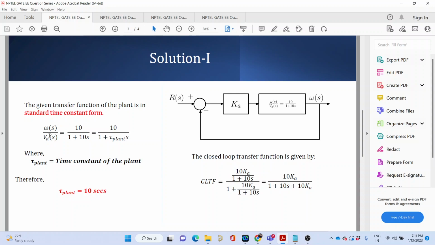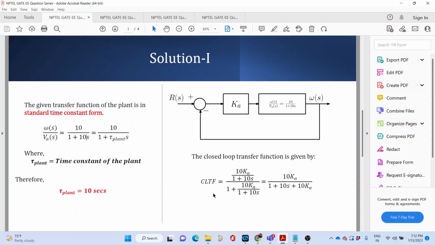So for people who already know that this is a time constant form, this is the plant that we are concerned about, and we have attached a P controller, a proportional controller, in cascade with the plant for controlling the plant. So the time constant of the plant is this 10. You see, this is how we write a transfer function in a time constant form. So directly you can just see that the time constant of the plant is 10 seconds.